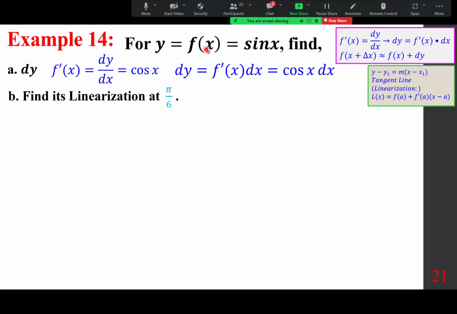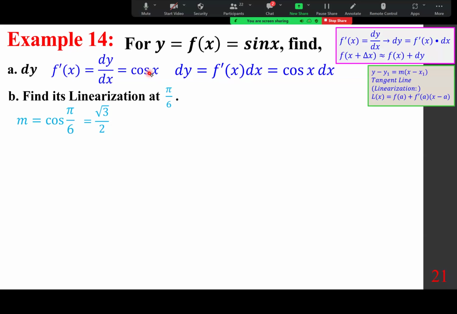Find its linearization at pi over 6, meaning find the equation of a tangent. That's all. Find linearization means equation of a tangent line. Just find it through the process of y minus y1 equals m times x minus x1. So we need a pair and we need the slope. What is the slope? Well, here's f prime of x, plug in cosine of pi over 6. So that's the slope, which is square root of 3 over 2.